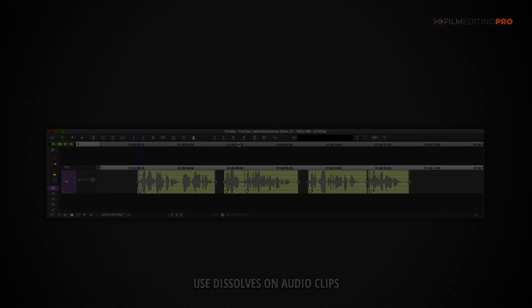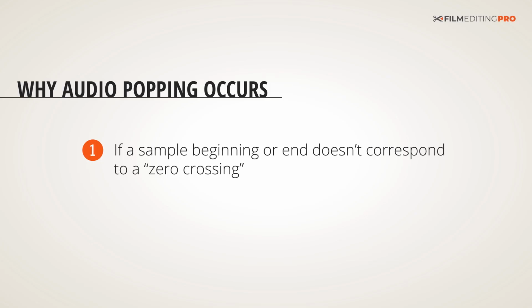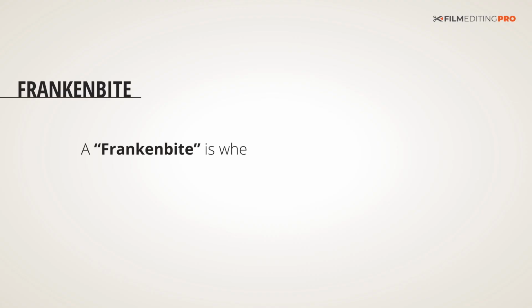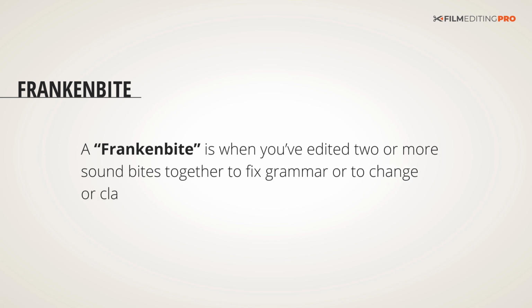Now, there's another scenario where audio popping occurs where this method might come in handy. If you've had to cobble or frankenbite a modified line of dialogue and then you need to smooth out the resulting choppiness. A frankenbite is when you've edited two or more sound bites together to fix grammar or to change or clarify the meaning of a sentence.